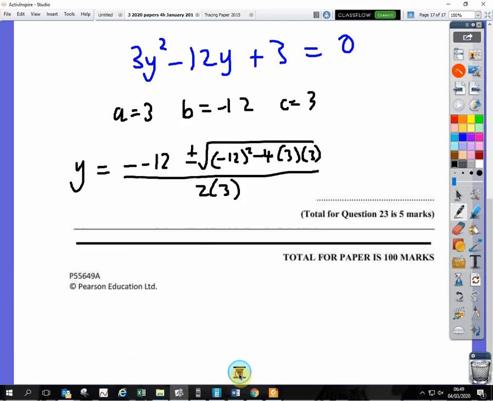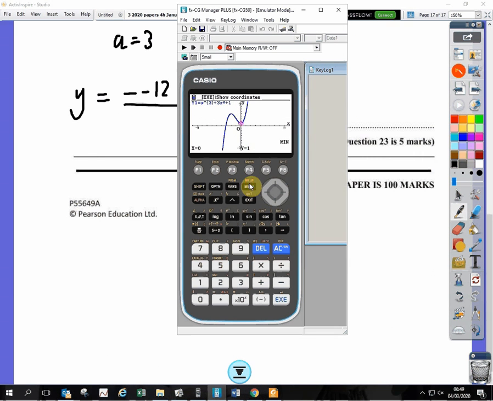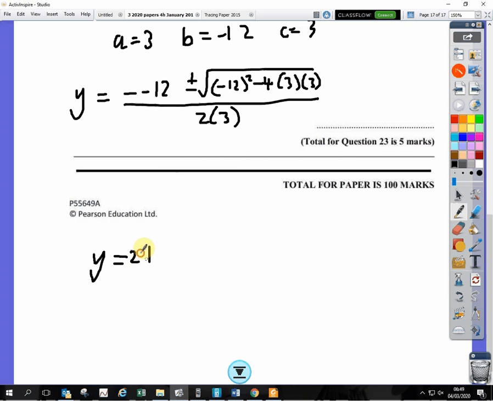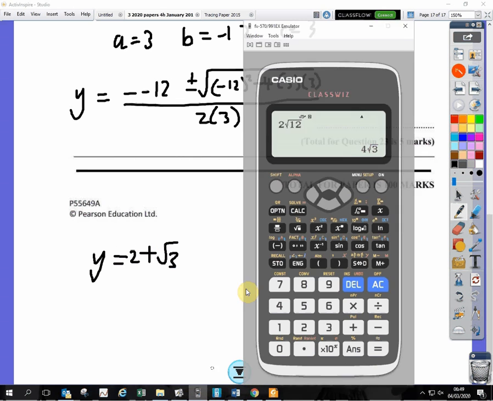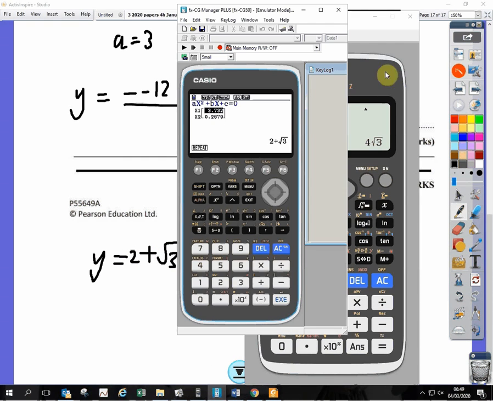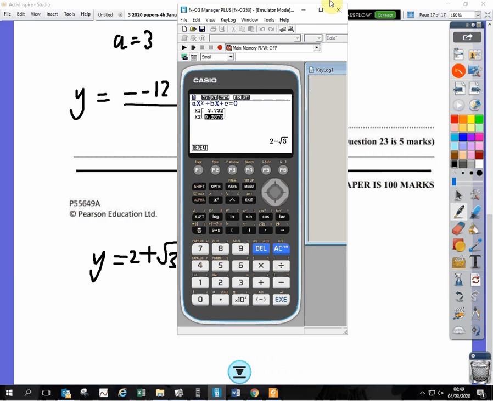When we type this into the CG50, go to menu, equation, polynomial, F2, degree 2, enter your A, B and C. We have 3, minus 12 and 3. So we've got two answers for y. We have 2 plus root 3, and 2 minus root 3.